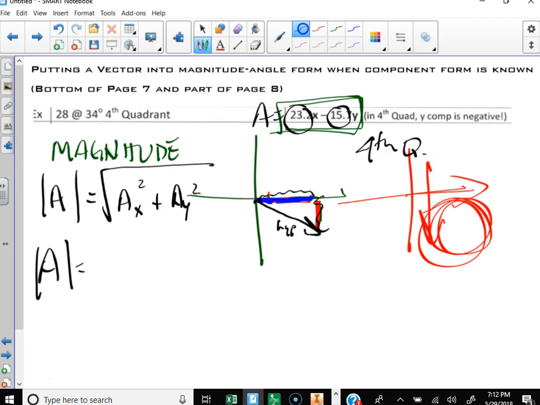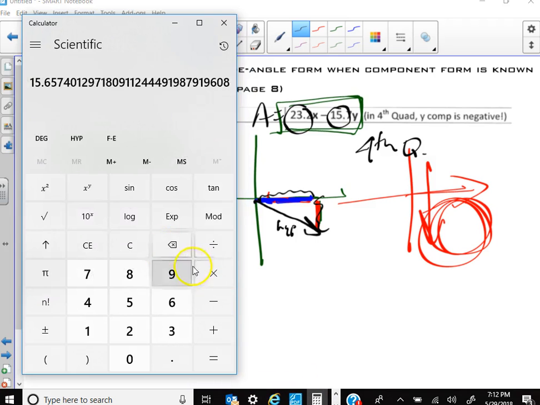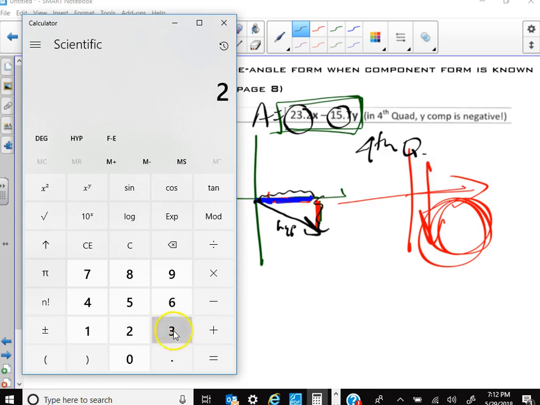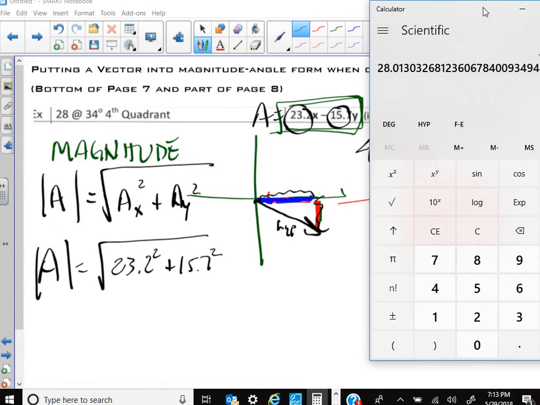Magnitude is going to be 23.2 squared plus 15.7 squared. So 23.2 squared plus 15.7 squared equals, and then take the square root, and that's 28, we'll call it 28 even, which is what we would expect. So the magnitude of that vector is, in fact, 28 units, just like we expected to get.